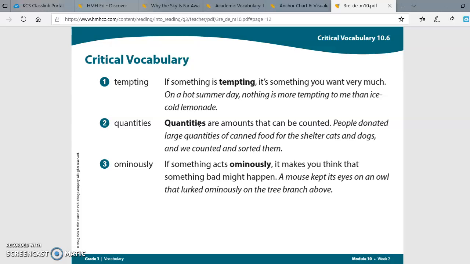On a hot summer day, nothing is more tempting to me than ice-cold lemonade. Number 2, quantities. Quantities are amounts that can be counted. People donated large quantities of canned food for the shelter cats and dogs, and we counted and sorted them. Number 3, ominously. If something acts ominously, it makes you think that something bad might happen. A mouse kept its eyes on an owl that lurked ominously on the tree branch above.